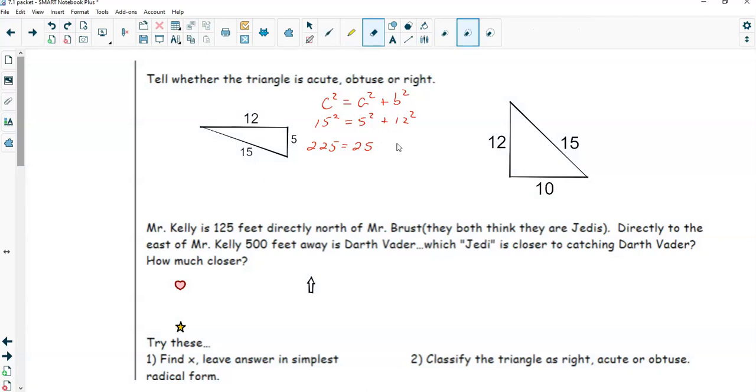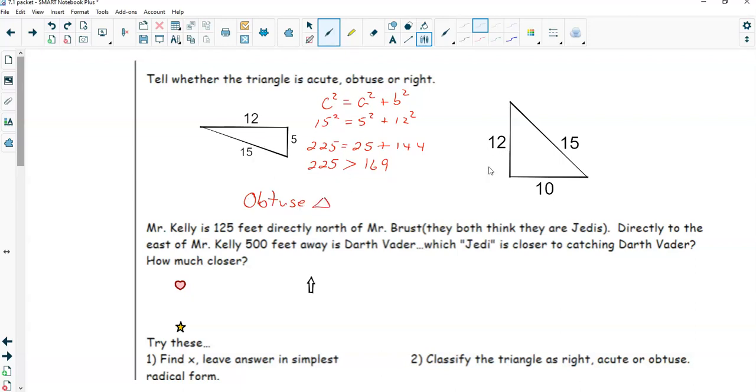Sorry, I put equal is plus, right? Plus 144. So that means 225 is greater than 169. So since 225 is greater than 169, this is an obtuse triangle.